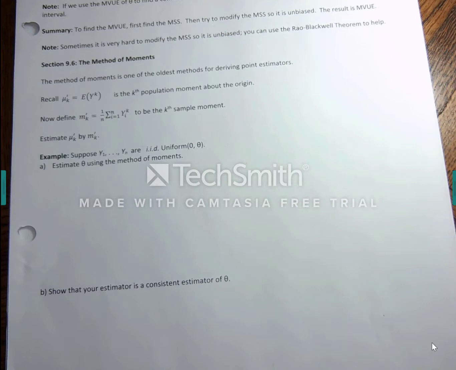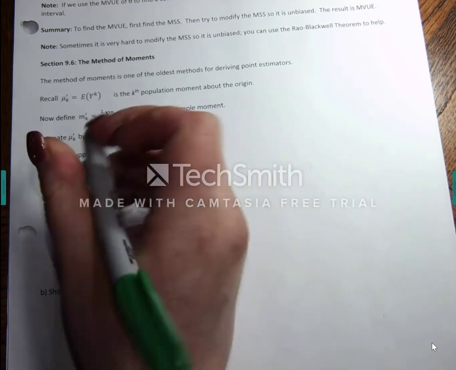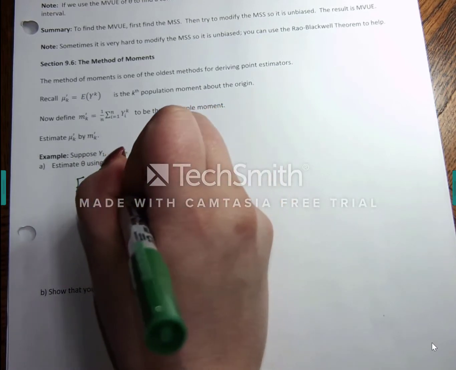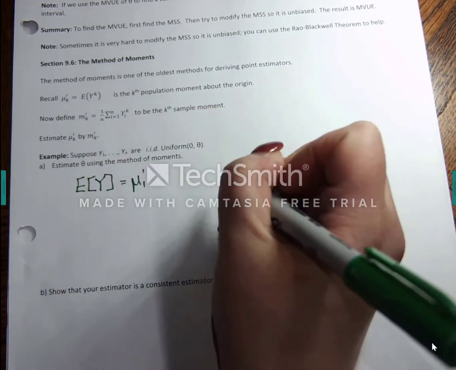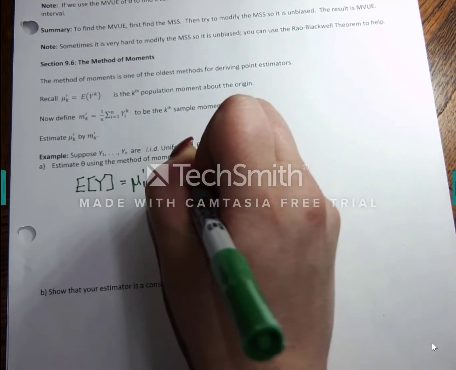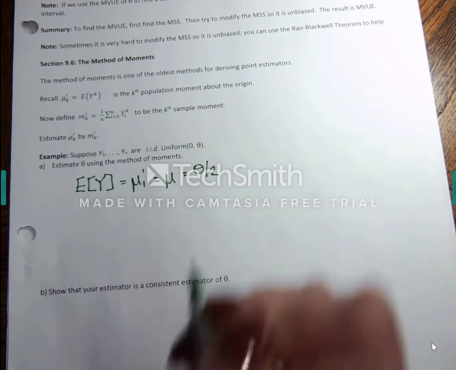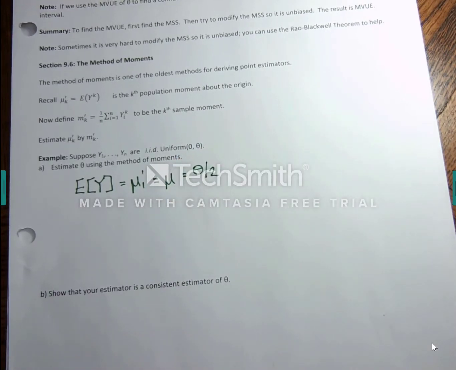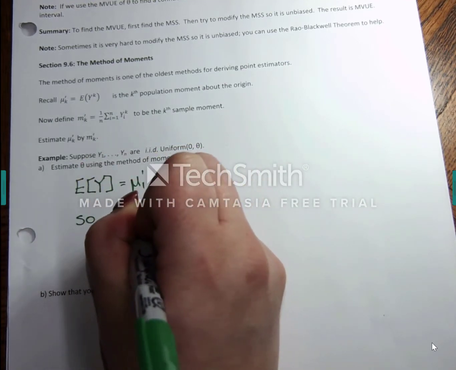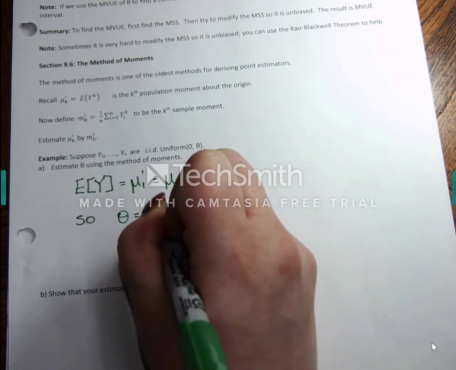Suppose that y1 through yn are IID uniform 0 to theta. The first thing we're going to do is estimate theta using the method of moments. To do this, we're going to start out with the first moment, or the expected value of y. Notice that is equal to mu prime 1, and the expected value of y in this case is mu, which is equal to theta divided by 2 for the uniform on 0 to theta. So theta in this case is equal to 2 times mu prime 1.